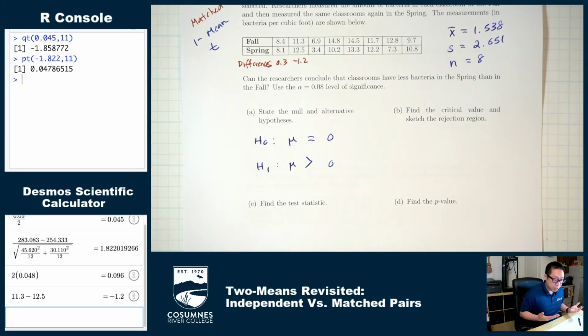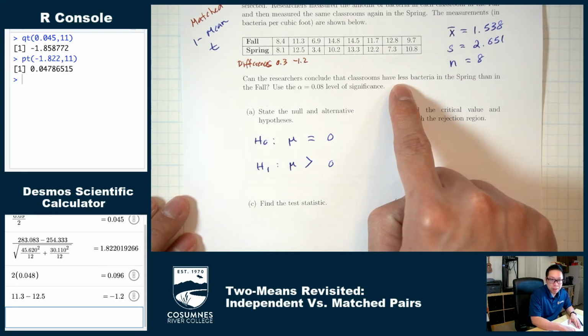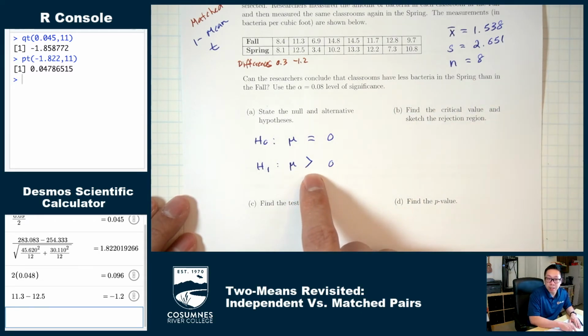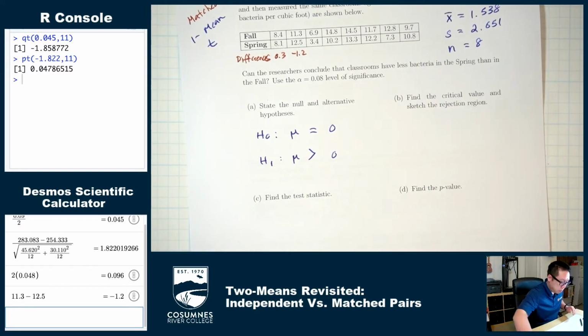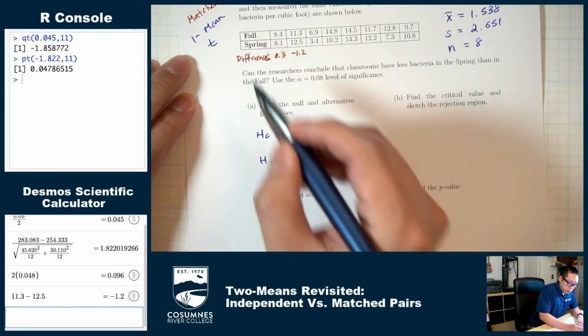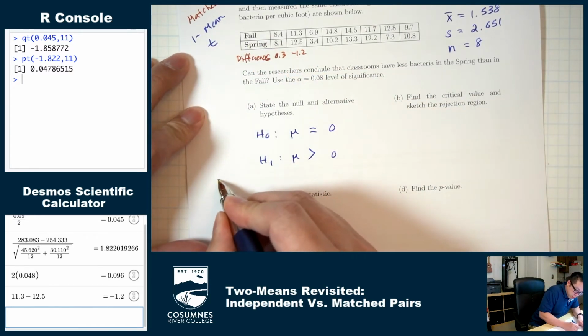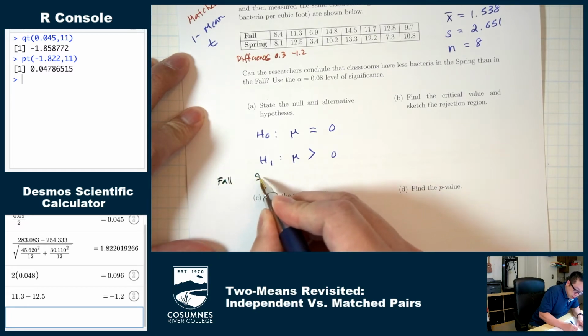Now, the reason why I say it's tricky is because the question says, can researchers conclude that classrooms have less bacteria in the spring than in the fall? If you latch on to the word less, you may be tempted to say less than here, right? But it's not. It's going to be greater than. The real reason is because I have fall and spring, right? So fall, spring.